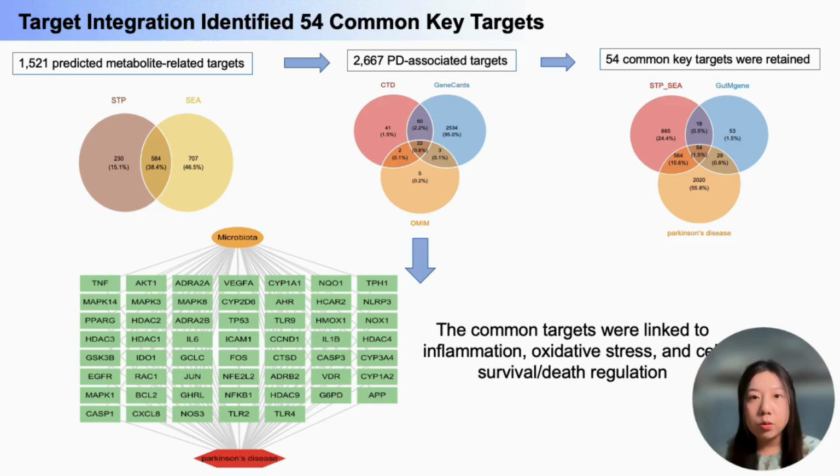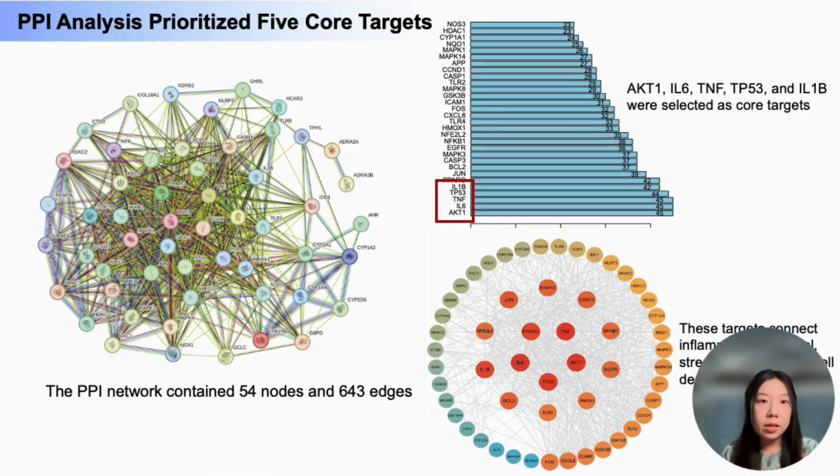The network also shows several important themes. These included inflammation, oxidative stress, cell survival, and cell death. These themes are all relevant to PD. At this stage, we didn't assume that all 54 targets were equally important. Instead, this target set was used for the next step of network prioritization.